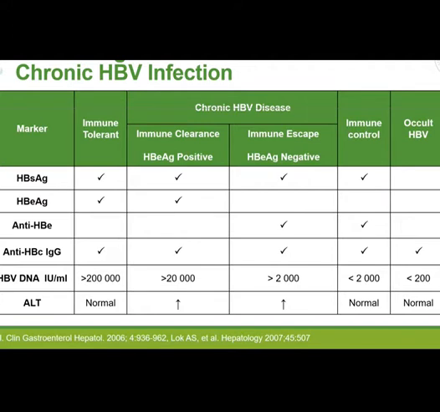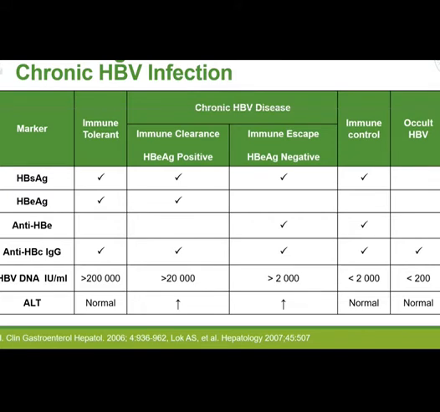The immune control stage is when E antigen is lost, and the patient enters into an immune control phase. There is very low or undetectable hepatitis B virus DNA. The ALT is usually normal, and in this stage the fibrosis is minimal. So these are the 4 stages which usually come.